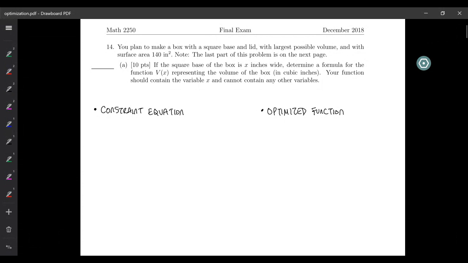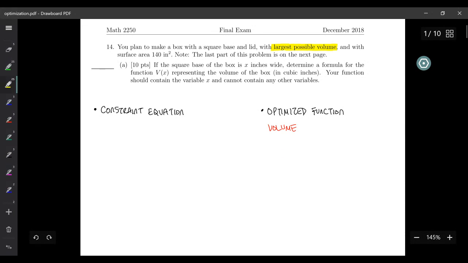So it says you plan to make a box with a square base and lid with largest possible volume. So you see the word largest or smallest or minimize or maximize. That should clue you in to what you're optimizing. And then as you keep going with the statement, it says with a surface area of 140. So anytime you're given a geometric object with a specific numeric value, that will be your constraint.